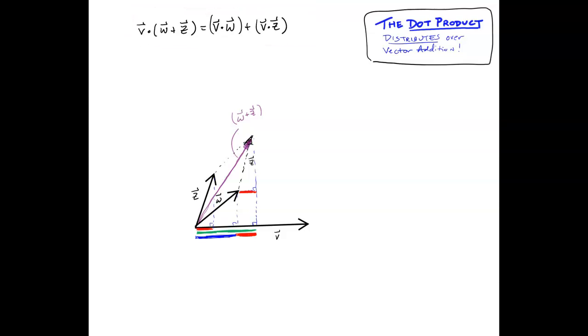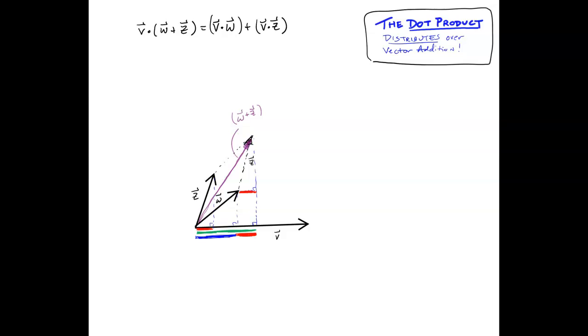By playing around with them, you should be able to see why this picture demonstrates that this statement is true. I will leave that to you. Well, I'll give you one little hint to get you started. Look at just the left-hand side first. v dot (w plus z). We know that's the same thing as (w plus z) dot v by commutativity.